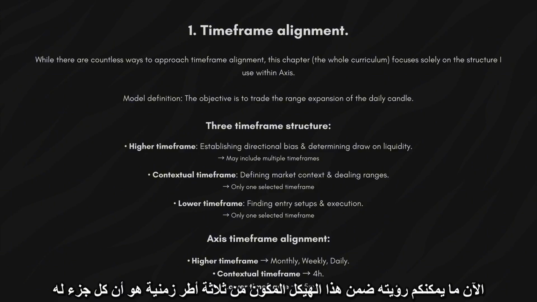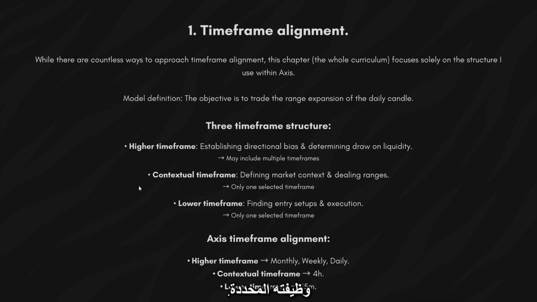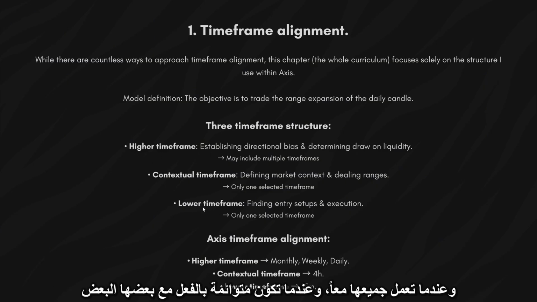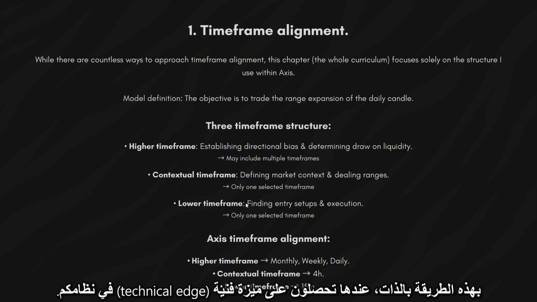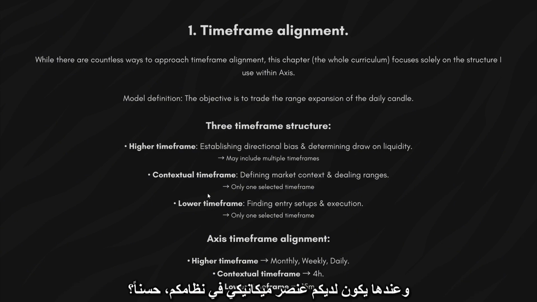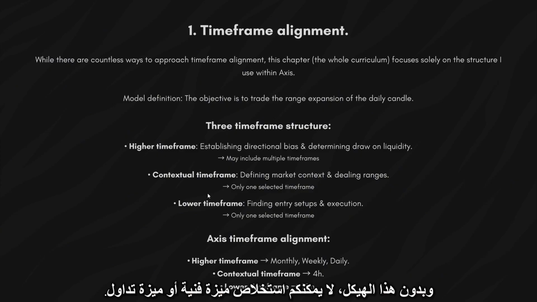Now, what you can see within this 3 time frame structure is that each part has its own specific job. And when they are all working together, when they are actually aligned with each other in this particular way, that's when you get a technical edge in your system. And that's when you have a mechanical element in your system, right? That's what a trading or technical edge is derived from. And without this structure, you can't derive a technical edge or a trading edge.